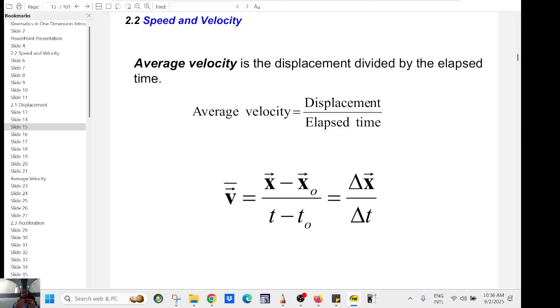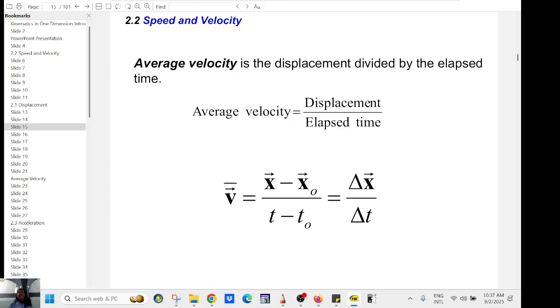So it could be non-intuitive. So if you have something moving all the way to the tennis court and coming back to the same place, the displacement is 0. The distance is not 0. The displacement is 0. So the average velocity is 0. And the average speed is not 0, obviously.